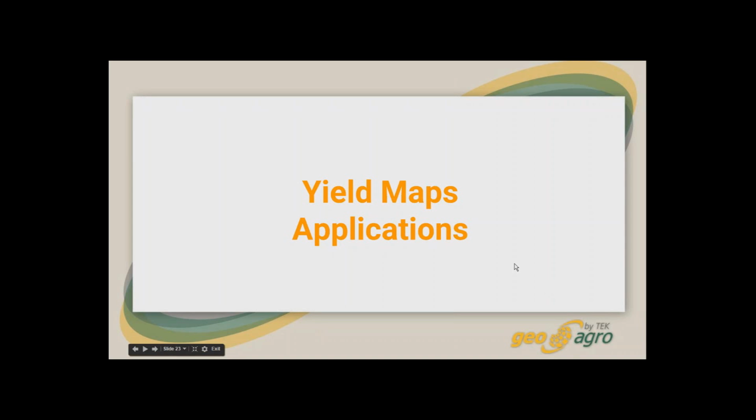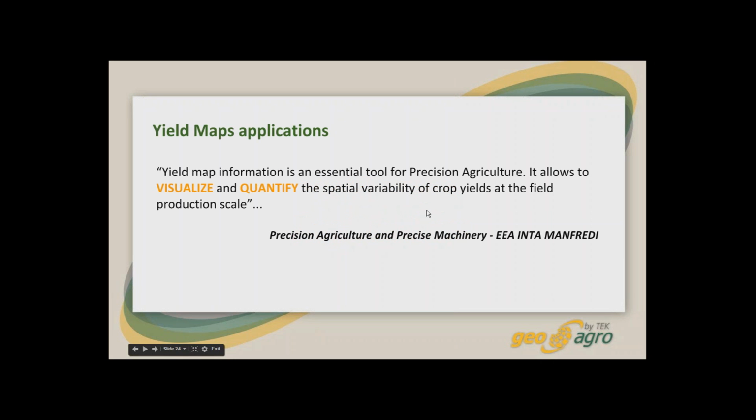Let's see how we use this information. What is important about this information, which we consider very critical for the whole precision agriculture process. This is a definition from a research institution, the INTA. It's yield map information. This is obvious, but we need to remind ourselves: it's an essential tool for precision agriculture. We can visualize and quantify the spatial variability of crop yields at the field production scale. So that's the basic concept.